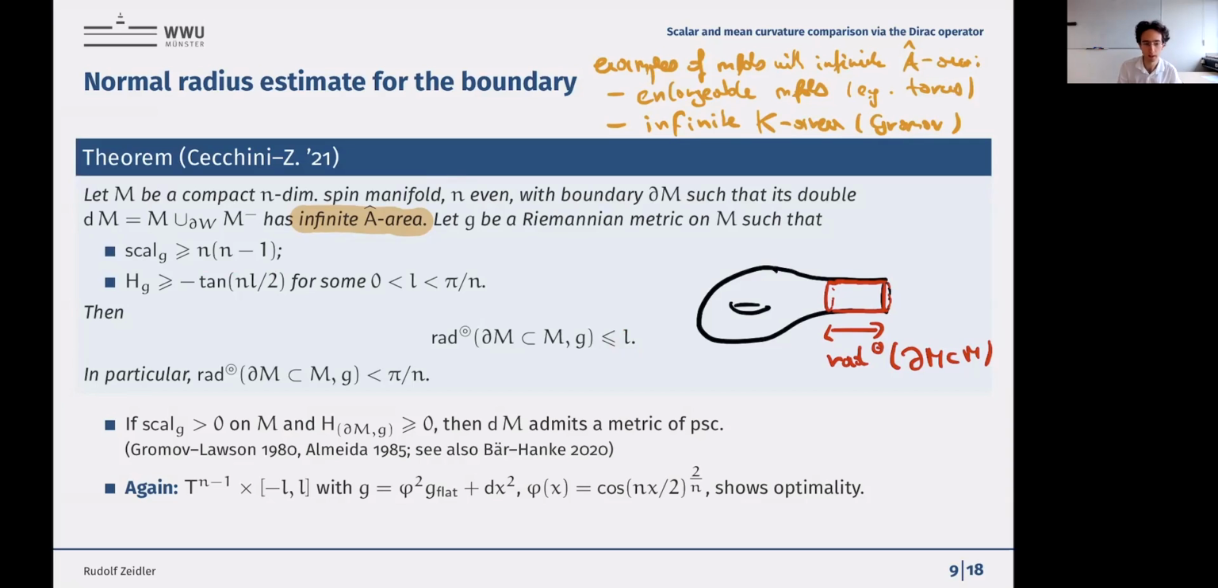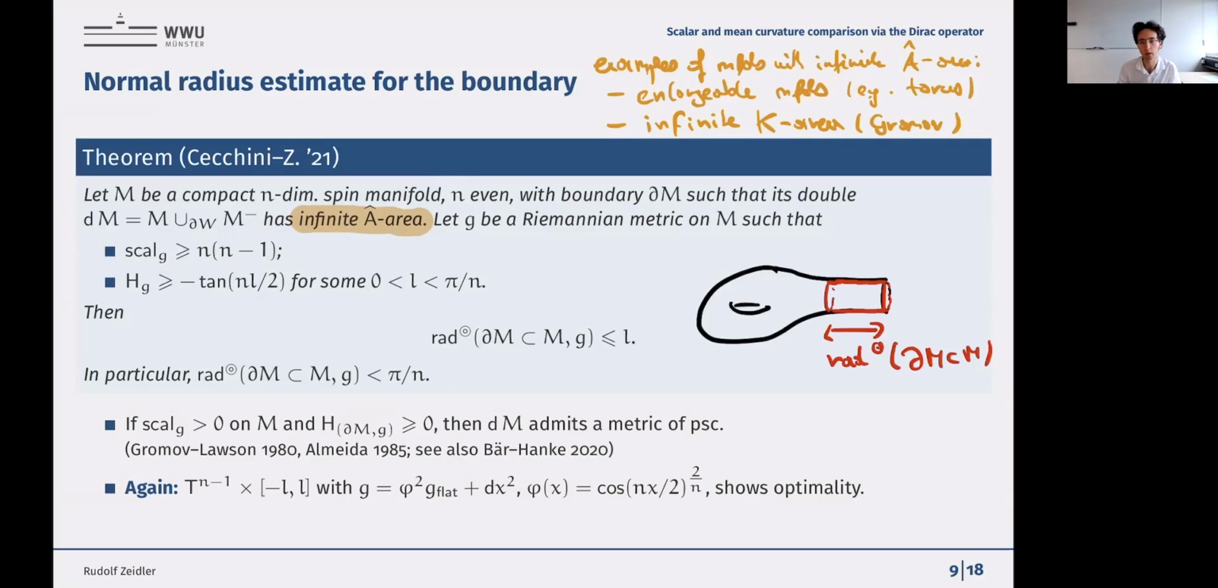In particular, like in the bandwidth estimate, one can conclude from this, because this goes to minus infinity as L approaches pi over n, that the normal radius must always be strictly smaller than pi over n, under this assumption that the scalar curvature is bounded below by n times n minus 1.